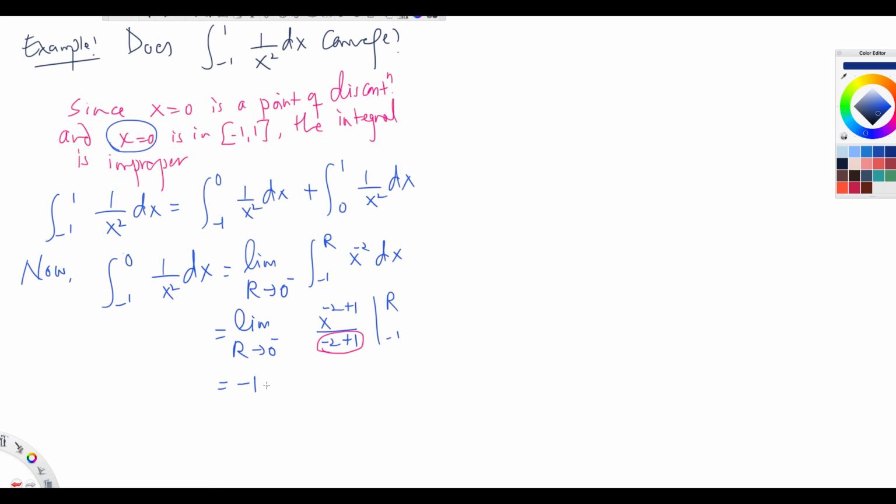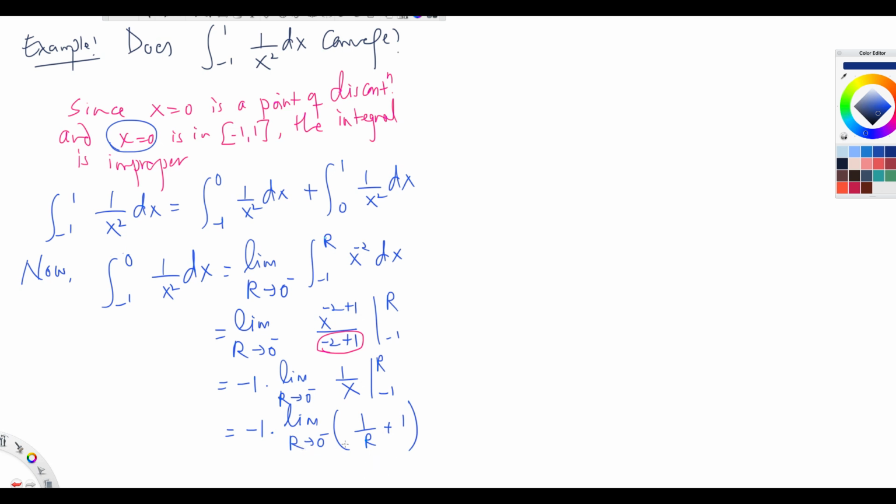So -1 times limit r tends to 0 minus. 0 minus is basically the 0 here. So you get x to the -2, right? Plus 1 will be -1. So 1 over x, and then the limits of integration are -1 through r. So -1 times, let us plug in the limit. Oh, by the way, I need to write the limit of integration. So limit r tends to 0 minus, right? Plug in that 1 over r minus 1 over -1 will be plus 1, right? You see that? This is what you get.